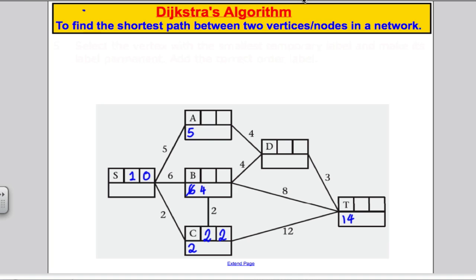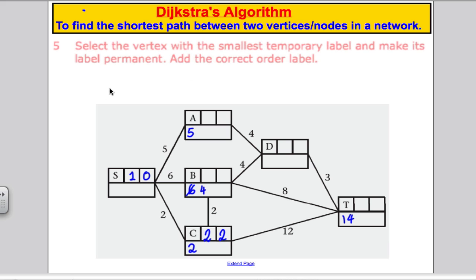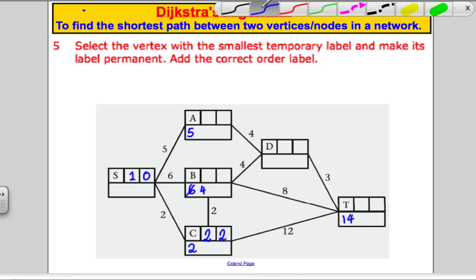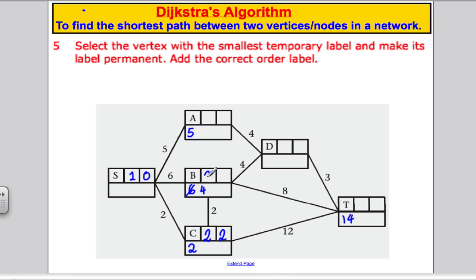Okay, step 5 tells us to now select the vertex with the smallest temporary label and make it permanent. Okay, and then order it correctly. Now, what have we temporary labeled? There's a 5, that's a 4 currently, that's a 14. Which is the smallest? This one clearly here. So, it's going to be our third one in order, and it's going to have a weight to get there of 4. Okay, so that's what stage we're at now.